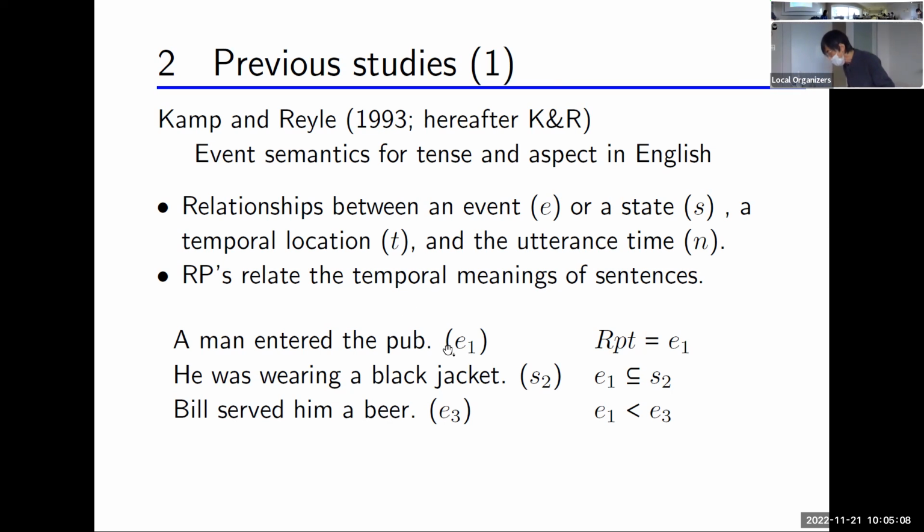introduces the event E1, okay, which is the reference point is identified with this one. Okay? And the second sentence, he was wearing a black jacket, is a static sentence. And therefore, its eventuality is represented as S2. And this is included by the reference point, which is identical with E1. So that means that S2 includes E1. And the last sentence, Bill served him a beer. So this is the event E3. And that occurs in succession to the reference point, which is still identical with E1.